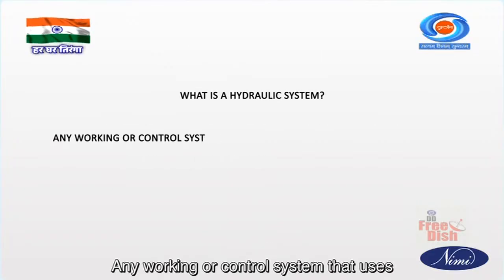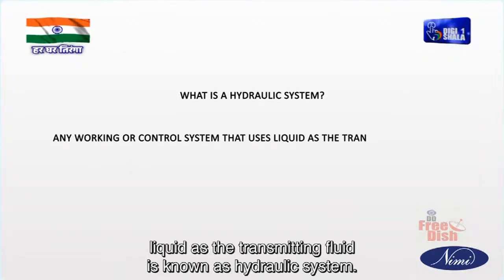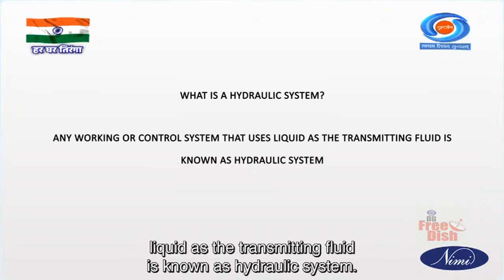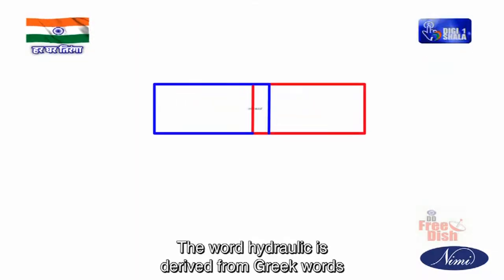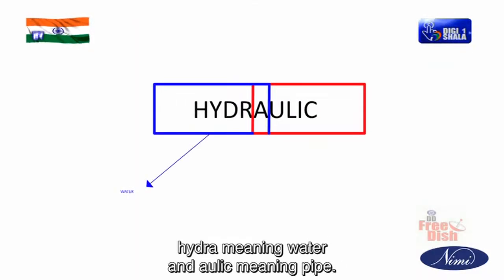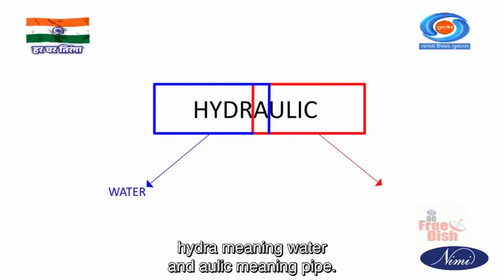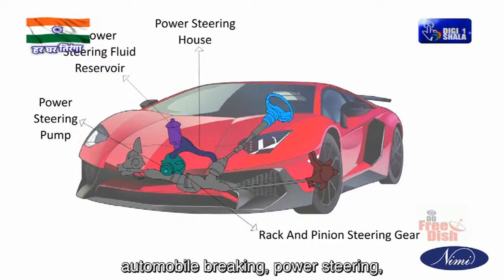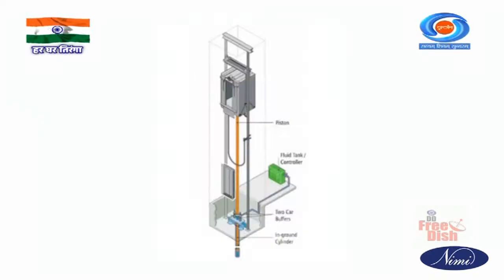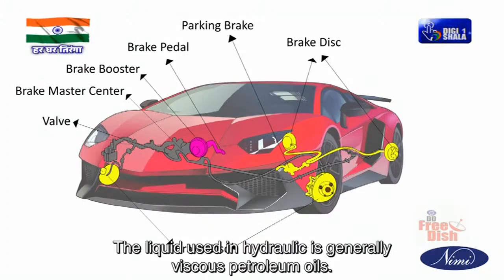Any working or control system that uses liquid as the transmitting fluid is known as a hydraulic system. The word hydraulic is derived from the Greek words hydra, meaning water, and aulic, meaning pipe. Some common examples of hydraulic systems include automobile braking, power steering, elevators, etc. The liquid used in hydraulics is generally viscous petroleum oil.